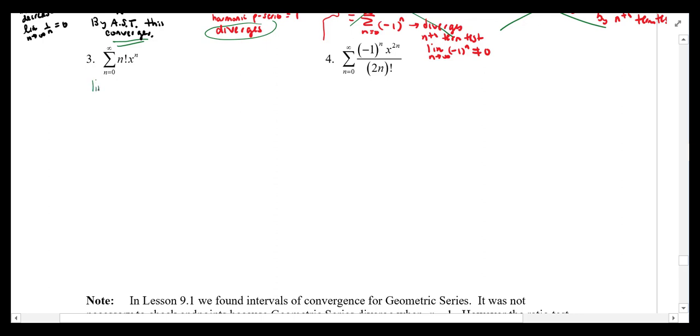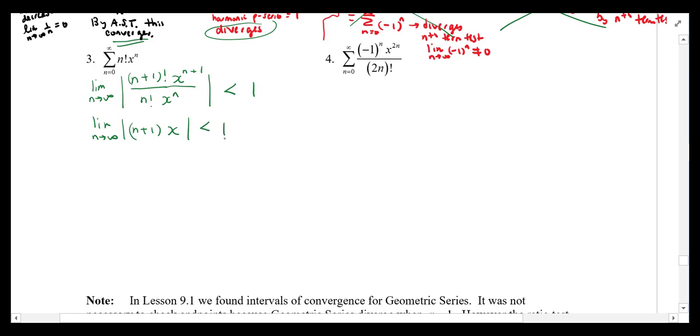Okay, here we go. Limit as n approaches infinity of (n plus 1) factorial over n factorial, times x to the power n plus 1, and then dividing by x to the n. This has to be less than 1. We'll simplify, and I think you just get n plus 1 times x, and the limit of this as n goes to infinity is less than 1.